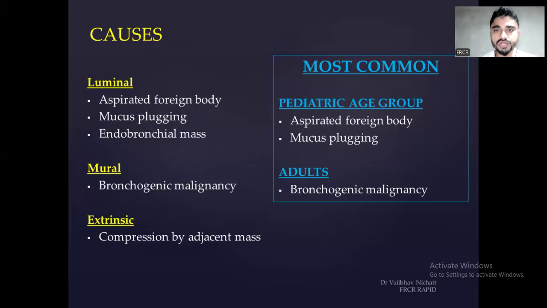Just to let you know, going by the examiners' feedback in past FRCR short-case related exams, it is expected from candidates that you also identify what could be the cause of collapse. As we have discussed, if you are seeing a pediatric patient with collapse, always try to mention that this could be because of a foreign body. A foreign body could be radio-opaque or radiolucent. So if you are seeing any type of collapse in the pediatric age group, try to mention that this could be due to a foreign body or mucus plugging. In adults, always try to mention that this could be due to malignancy, hilar malignancy causing collapse.